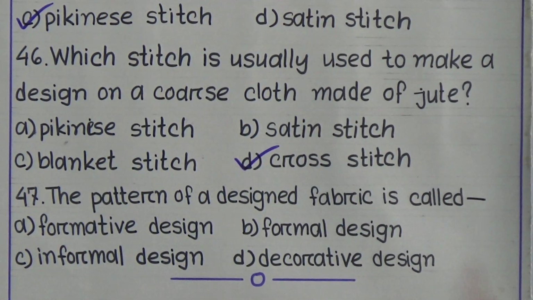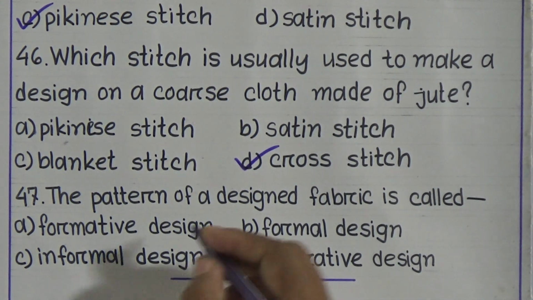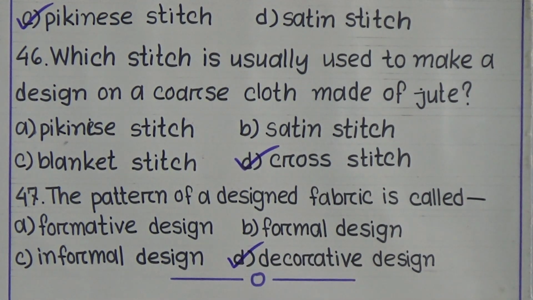Now, last question number 47. The pattern of a designed fabric is called formative design, formal design, informal design, decorative design. Here the correct answer will be decorative design. That means option D. Students, that's all for multiple choice question part 2.